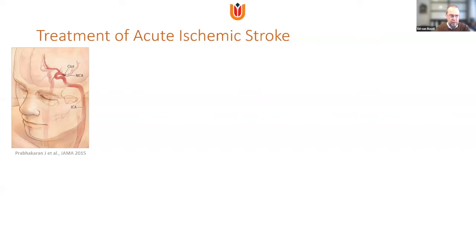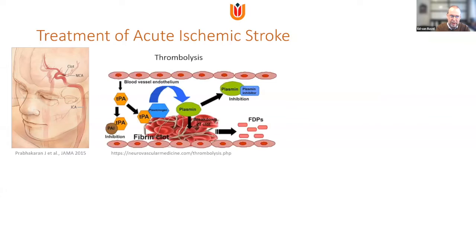So this stroke is caused by a clot in one of our major cerebral arteries and is causing a devastating deterioration of the brain that's distal to this clot. The treatment for many years has been limited to thrombolysis, trying to dissolve the clot by tissue plasminogen activator in an attempt to restore perfusion of the brain.